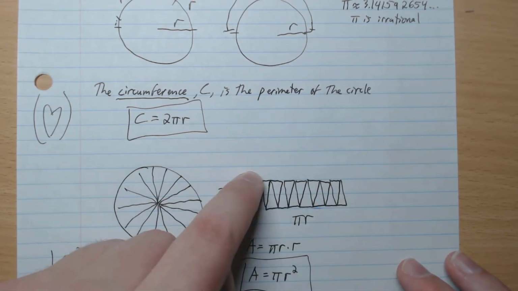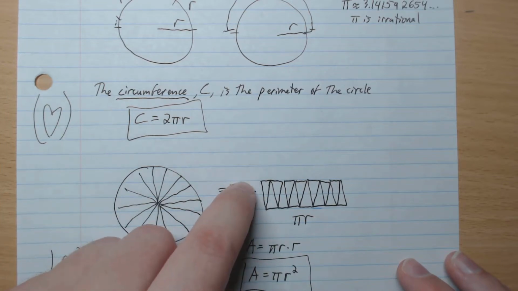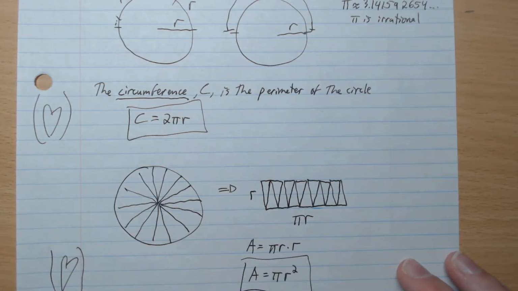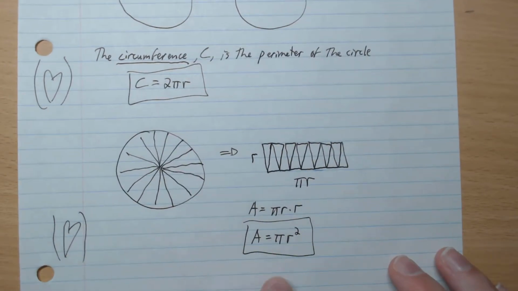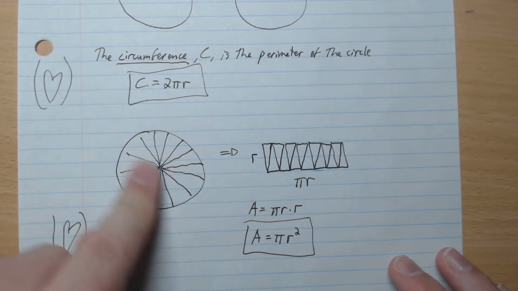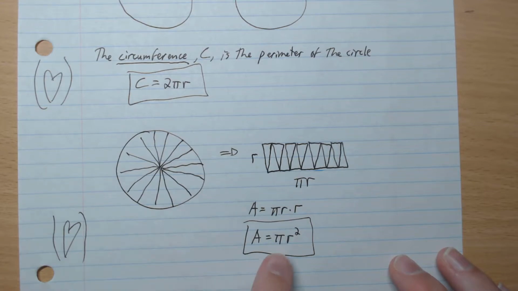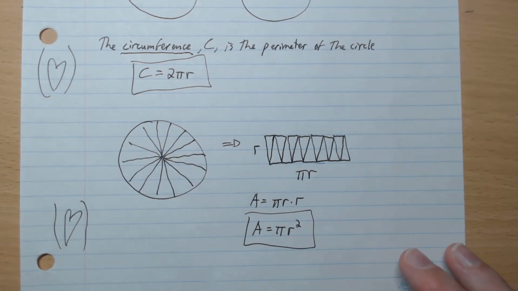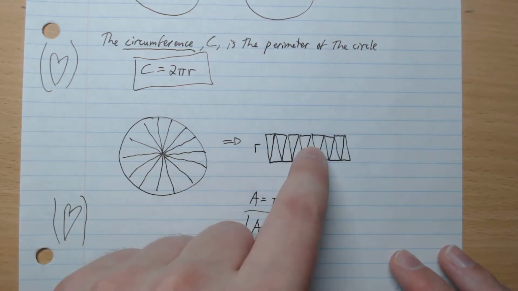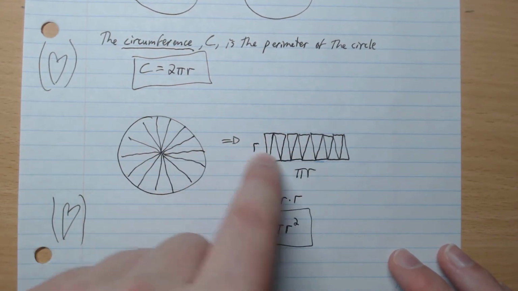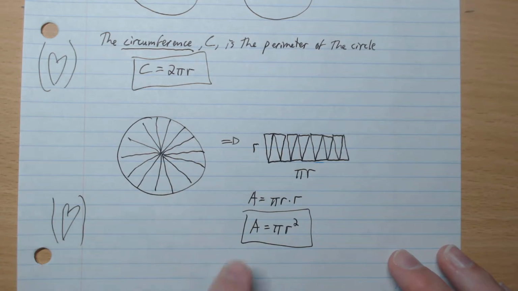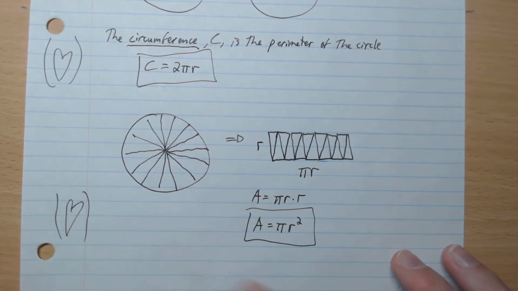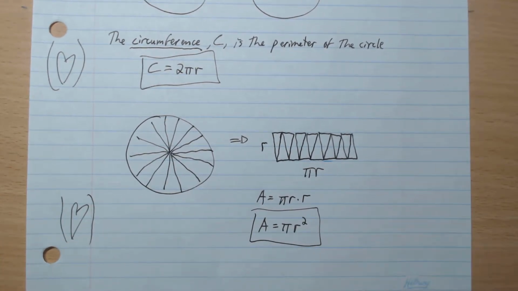So this is approximately a rectangle. So we have r times pi r, like that, which comes to pi r squared. So the area, surface area of a circle is pi r squared. And this is another equation you need to know by heart. But if you're capable of deriving how I did that, you'll be able to derive this equation on your own, which is much more powerful than simply learning it by heart.